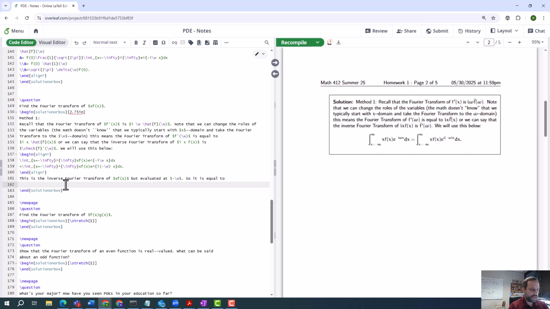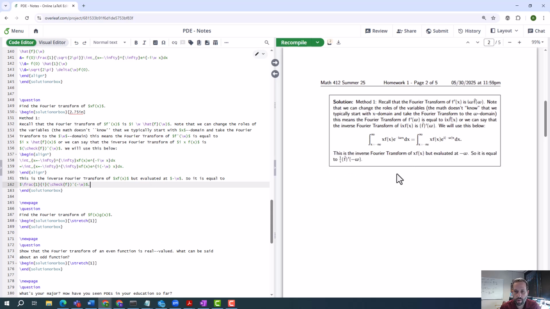So this is going to be equal to the fraction 1 over i. Let me just make sure that I'm doing this. I'm actually going to put some parentheses here.